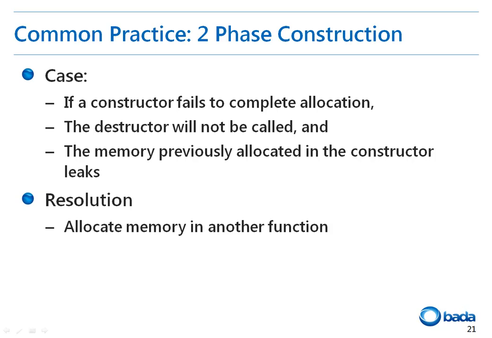If, for example, the constructor fails in the middle of allocating memory, the destructor is not called, since this class has not yet been constructed. Then, any memory that was allocated before the failure in the constructor cannot be used. To resolve this problem, bada uses a two-phase construction mechanism. The basic idea is that the C++ constructor only constructs the class, and then the memory allocation is performed by another function. Now, I'll show you how to use this in bada.